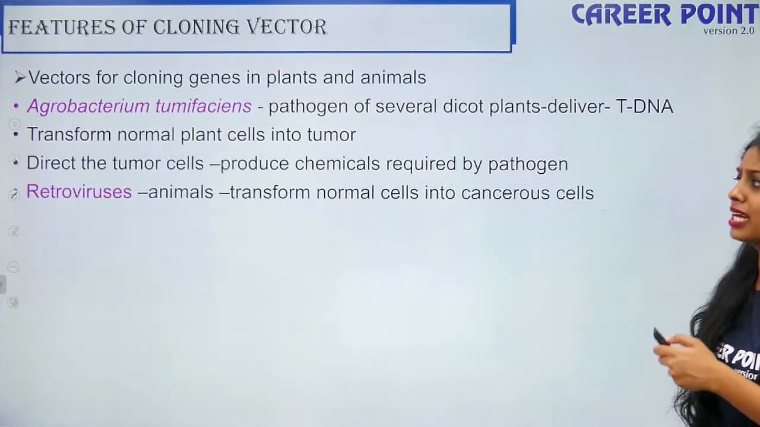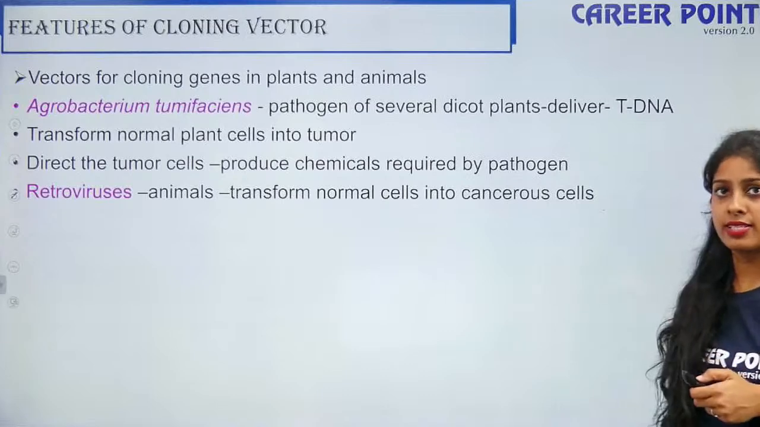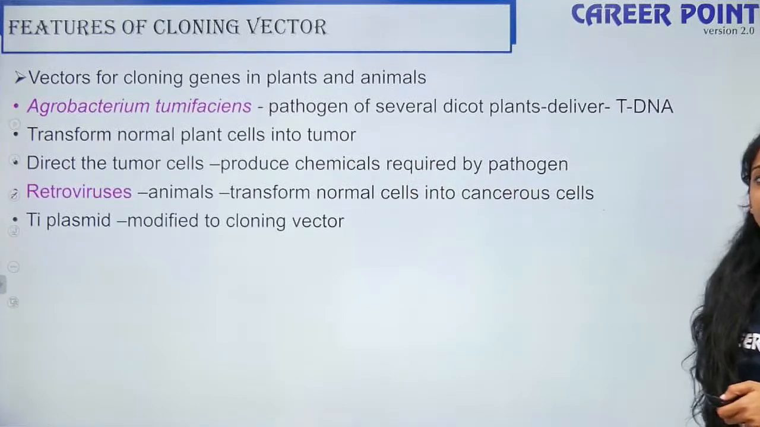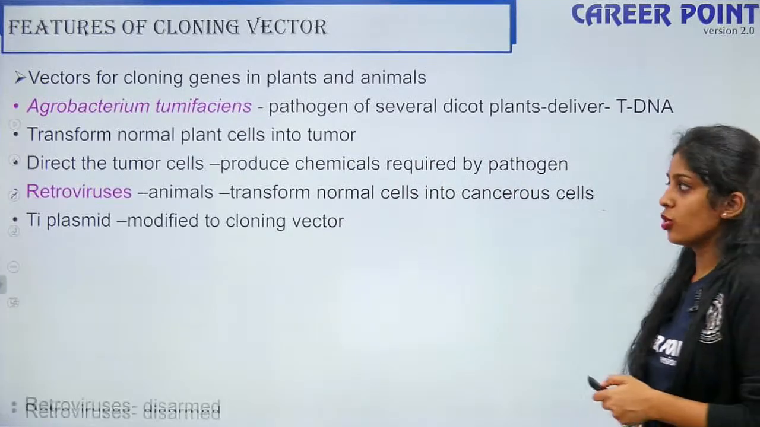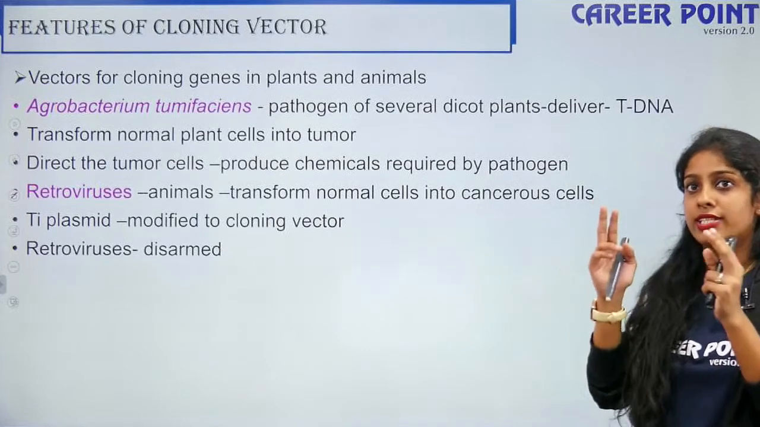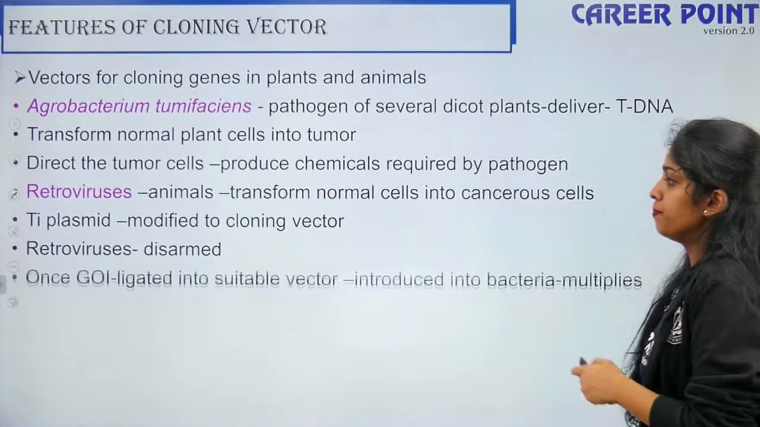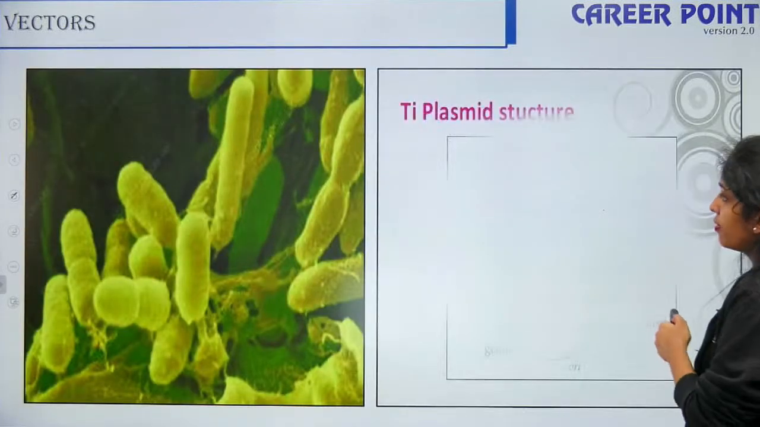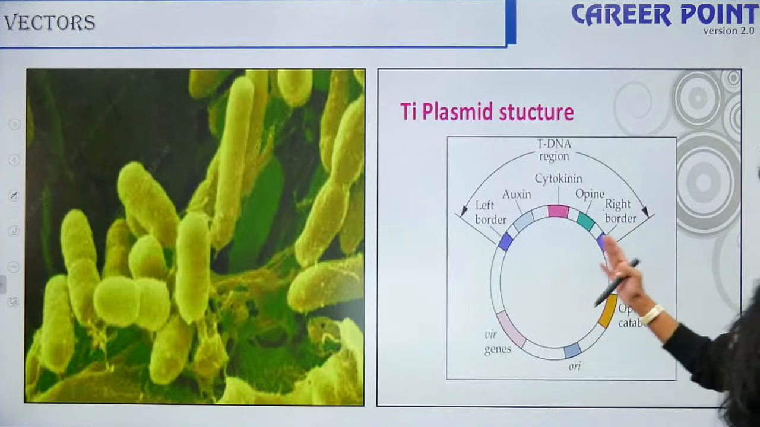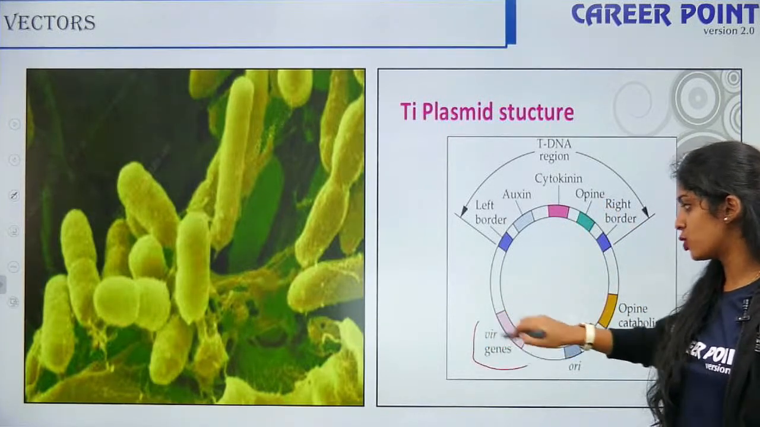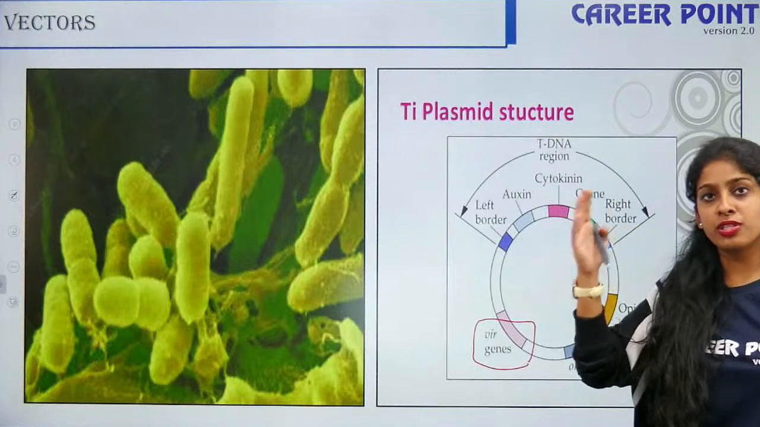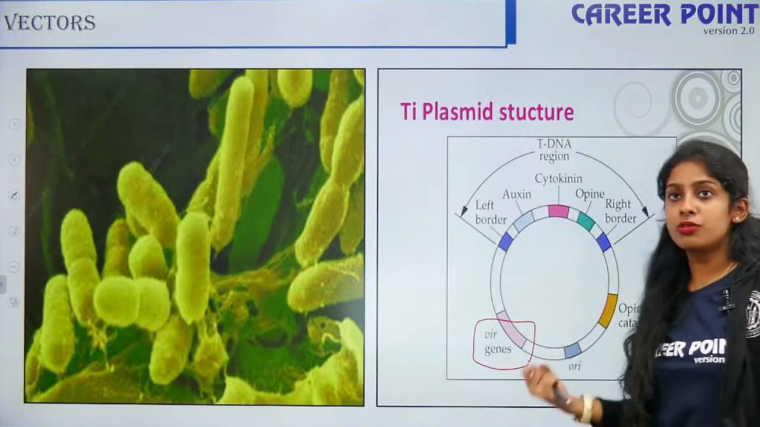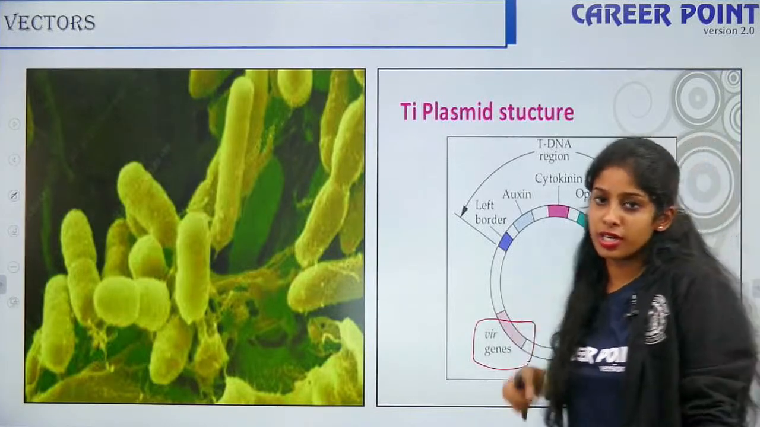Similarly, retroviruses are basically viruses which can cause a normal cell in your animal to become cancerous. That has also been modified. It has actually been disarmed. The virus genetic material has been disarmed. Here I have a picture of Agrobacterium tumefaciens, and this is how your Ti plasmid will look. As such, this is a very dangerous plasmid because it has virulent genes. But when you are going to use this for recombinant DNA technology, you will remove these virulent genes and you will artificially engineer a plasmid.